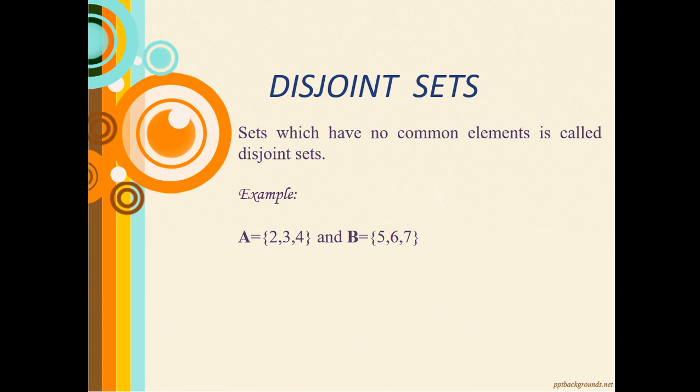Now see the example. A = {2, 3, 4}. We have 3 elements in set A, and what are they? 2, 3, 4. Now go to set B. We also have 3 elements, but they are 5, 6, 7. The elements are different. We do not have a single common element between these two sets. So if we don't have any common elements between two sets, we call them disjoint sets.